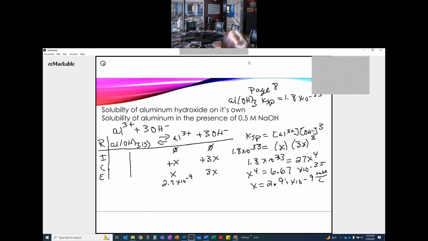3 times that answer is 8.5, 8.6, and 10 to the minus 9. Okay, so those are my equilibrium concentrations when I am just dealing with pure water.